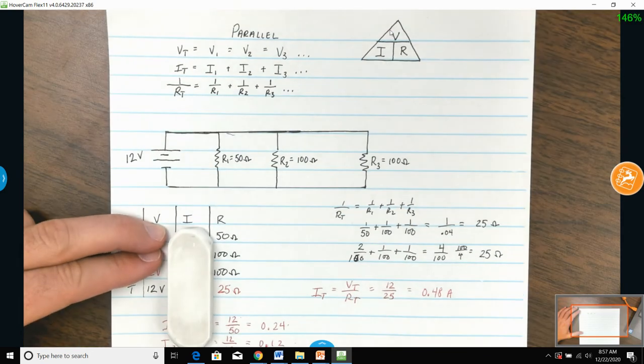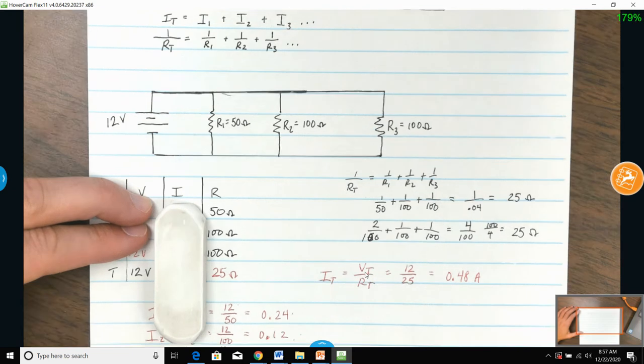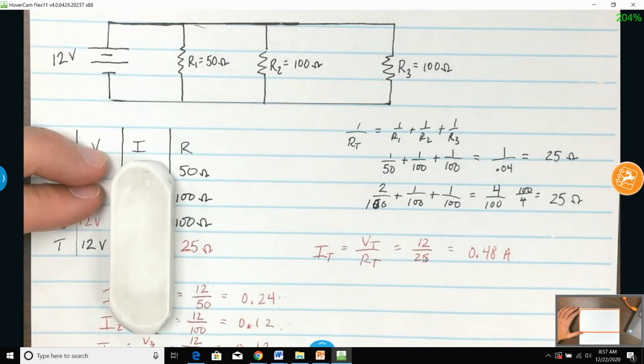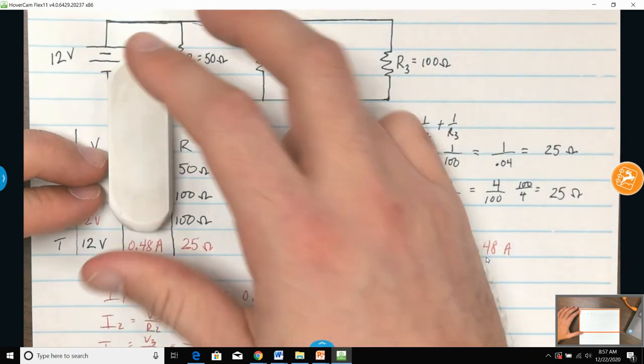To get I, you would do V over R, but you're in the total column, so IT would be VT over RT, just like we've done using the triangle. You throw that in, you're going to get 0.048 amps. Cool. So then I put that in there.